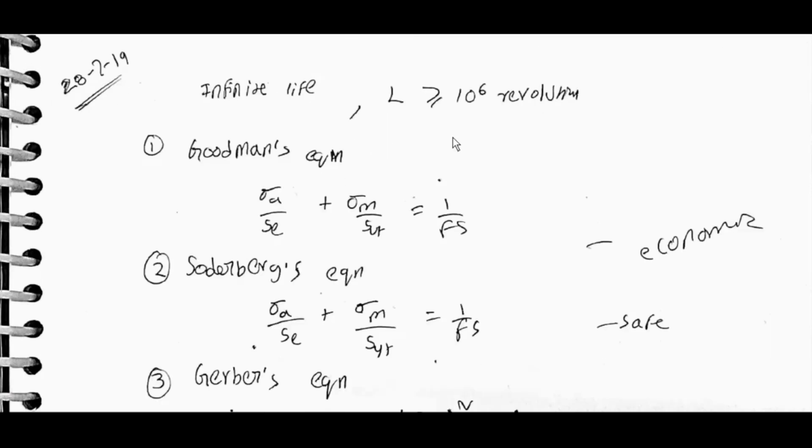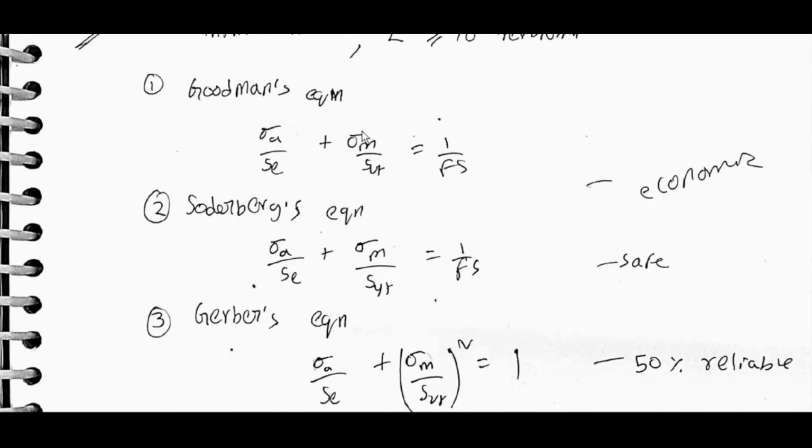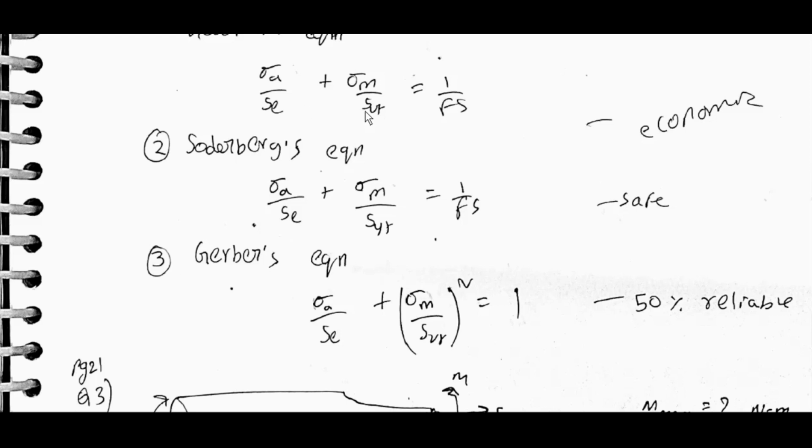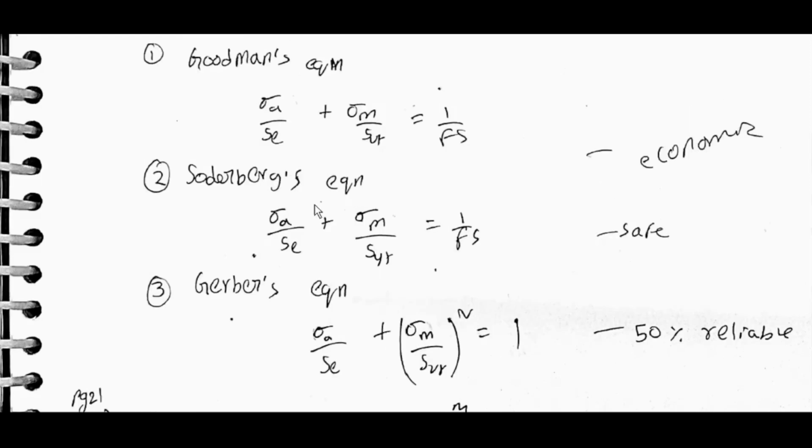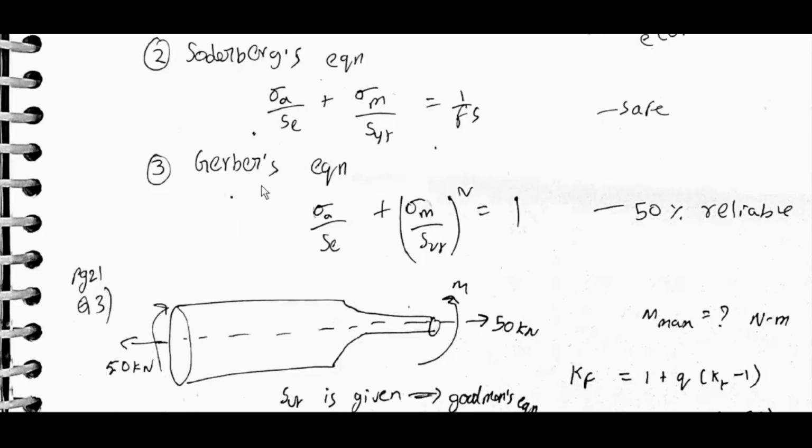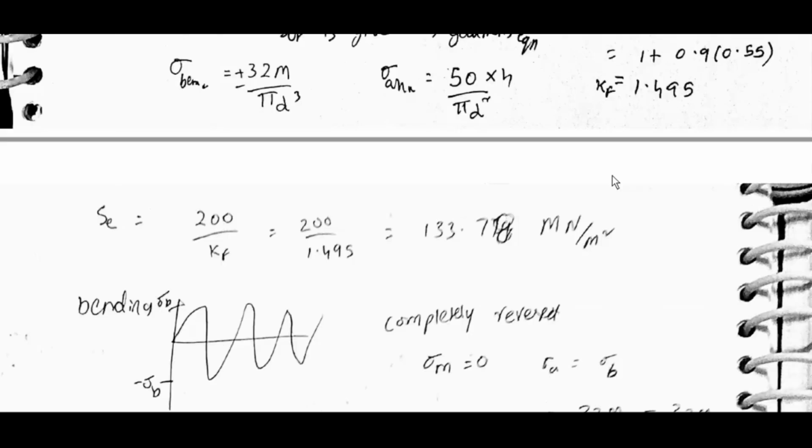Infinite life: L greater than or equal to 10 power 6 revolutions. Goodman's equation is sigma A by Se plus sigma M by Sut is equal to 1 by Fs. Soderberg's equation, which is economical and safe, is sigma A by Se plus sigma M by Syt is equal to 1 by Fs. Gerber's line equation is sigma A by Se plus (sigma M by Sut) whole square is equal to 1. This is for 50% reliability.